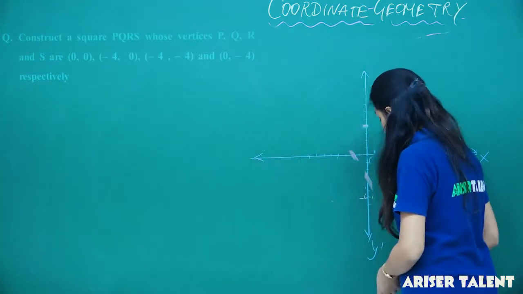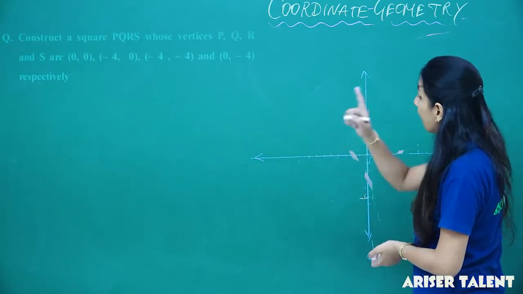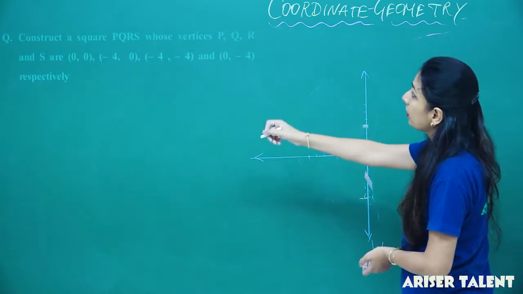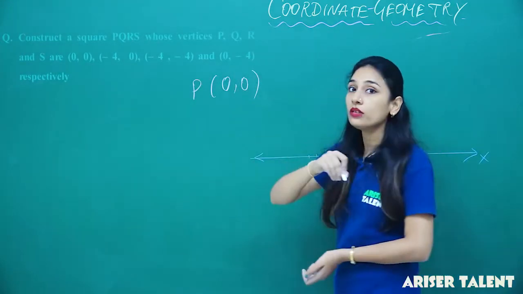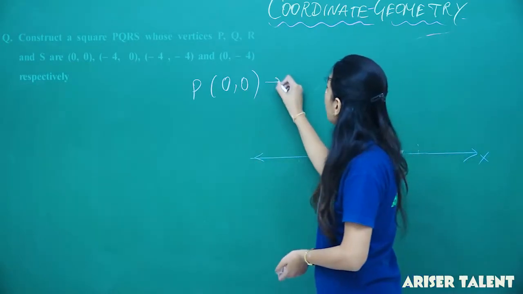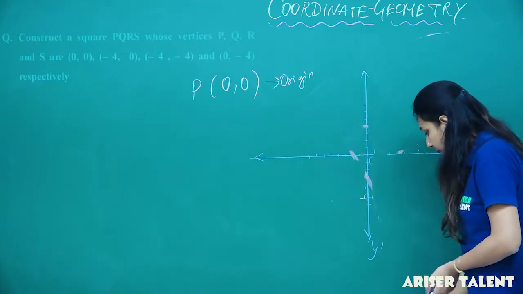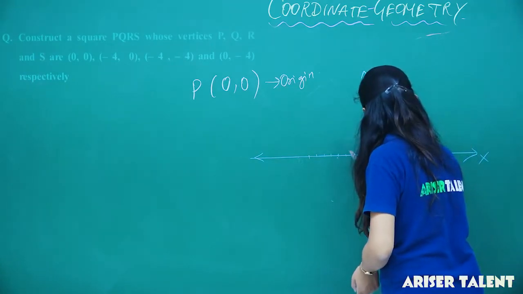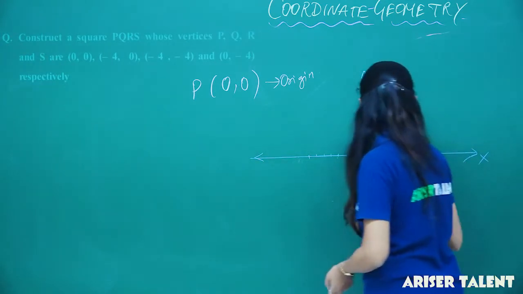So what will we do? We'll consider the point. The very first point is what? P, which is 0, 0. Now you know about this point P. It is origin, nothing but origin. Okay, so the point will be here. This is 1, this is 2, 3 and 4.